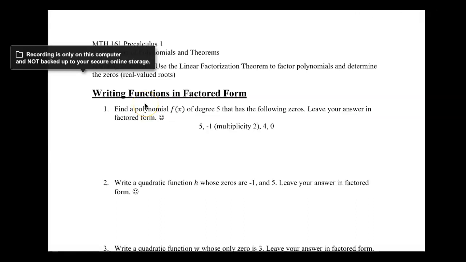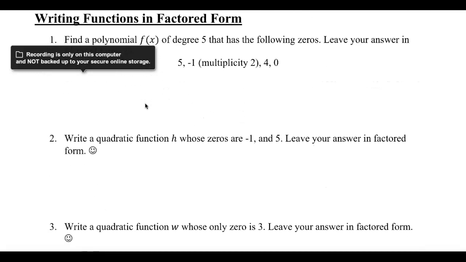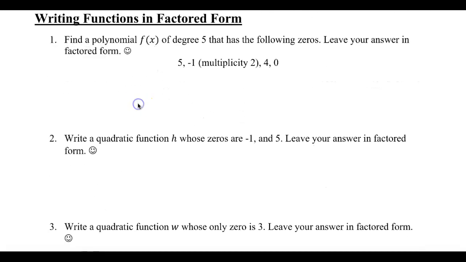In this video, we will go over writing functions in factored form. Number 1. Find a polynomial f of x of degree 5 that has the following zeros. So they did say degree 5. So let's see if they gave us 5 zeros.